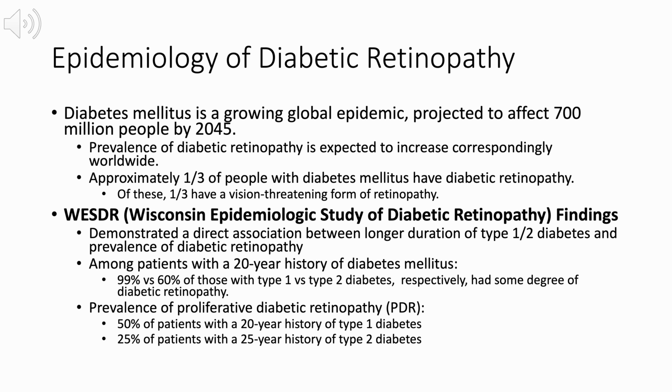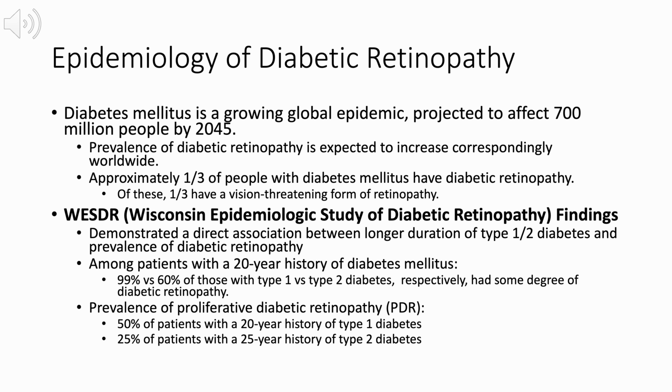Consider the 20-year mark. Among patients with a 20-year history of diabetes mellitus, 99% of those with type 1 disease and 60% of those with type 2 disease had some degree of diabetic retinopathy. That is a striking number for type 1 patients, essentially universal disease after 2 decades. When we look specifically at proliferative disease, 50% of patients with a 20-year history of type 1 diabetes had PDR, compared with 25% of patients with a 25-year history of type 2 diabetes.